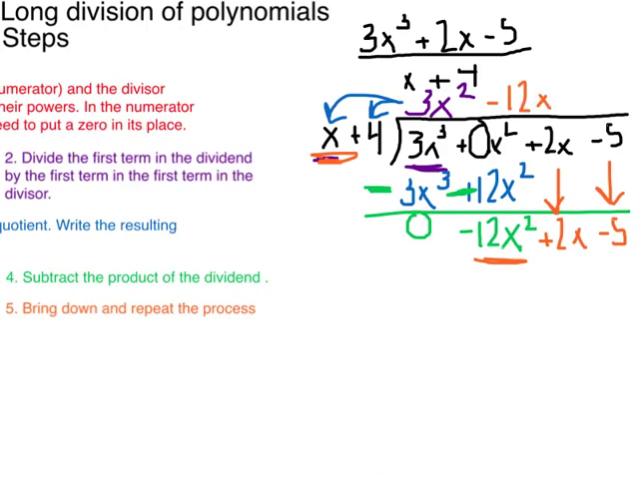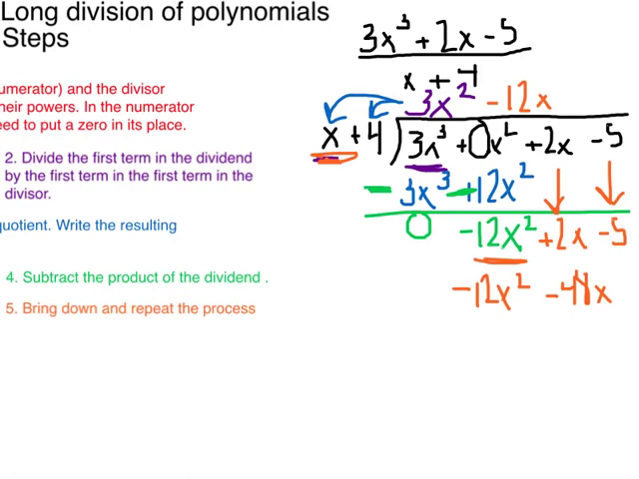Alright, then after I do that, I multiply again. So I'd go negative 12x times each one of these terms. Negative 12x times x is negative 12x squared. Negative 12x times 4 is negative 48x. Okay, so we did the divide to get this. Then we did the multiply step here. And then now we need to subtract these.